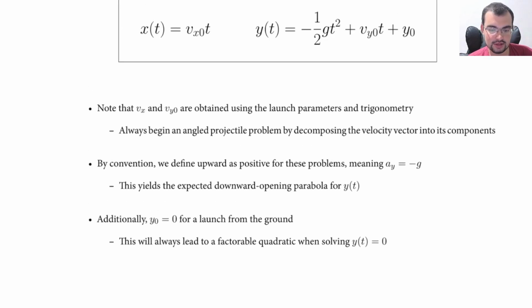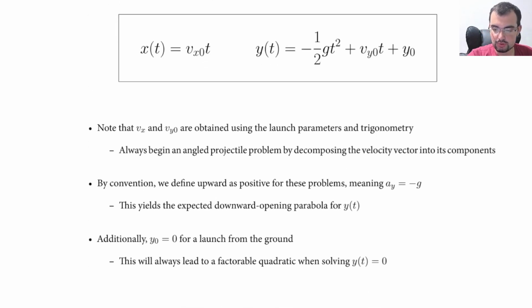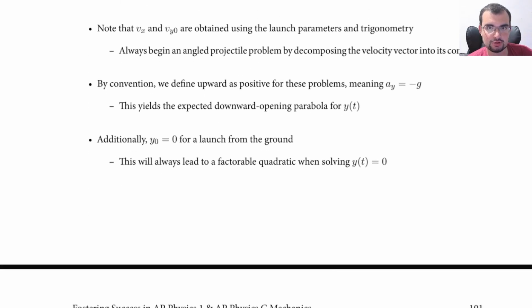So that's going to be our setup, is always recover these. As soon as you break the launch velocity apart, you will never need that launch velocity again. You'll only use the components. And of course, we do the negative here so that we get that downward-opening parabola we expect. And you'll always get a nice, factorable, symmetric quadratic.